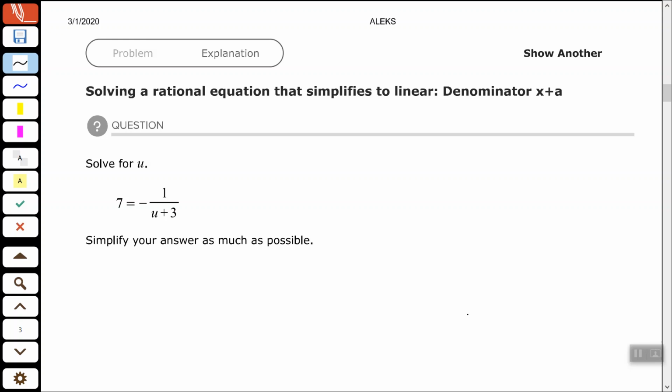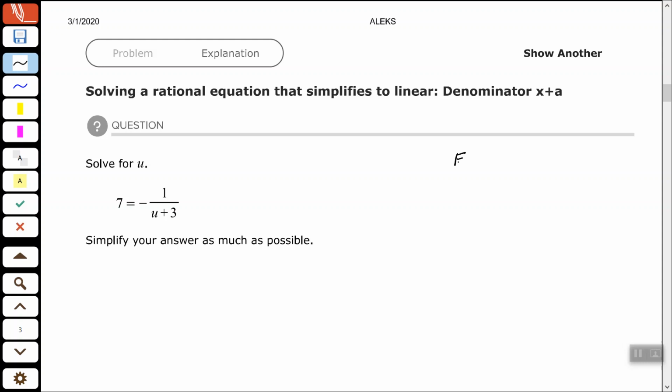In this video, we're going to continue solving rational equations that simplify to linear with a denominator that has a binomial and a variable in it. So since we have the 7 equals -1 over u plus 3, since we have a variable in our denominator, we need to identify the excluded value. Because remember, anything that makes our denominator 0 would make the fraction undefined. So that would be considered an excluded value.